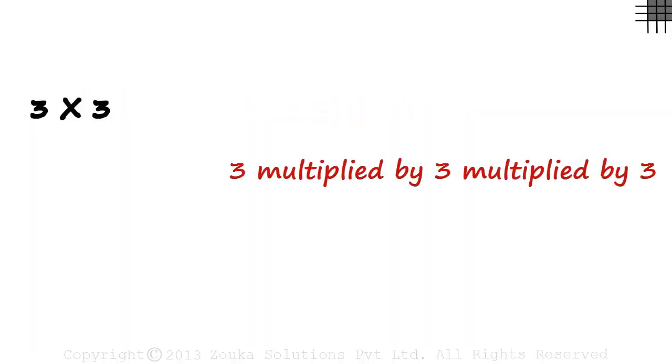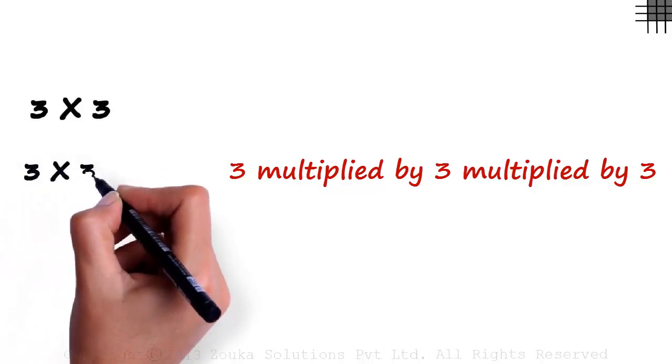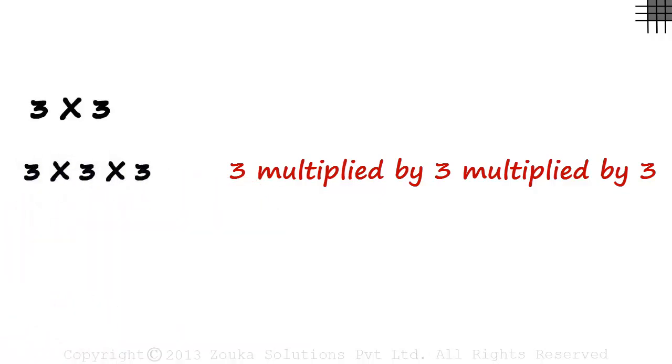Now let's say you've been asked to write down 3 multiplied by 3 multiplied by 3. You write it down as 3 times 3 times 3. In this example, we are multiplying 3 by itself twice. 3 multiplied by itself, multiplied by itself.